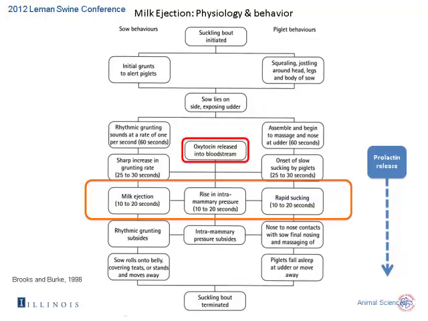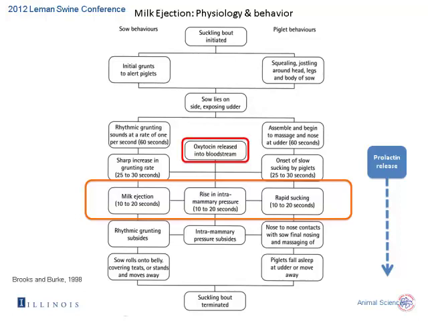After the milk ejection is over, then her grunting subsides. They continue nuzzling the gland. Again, all this is important for release of prolactin, which is somewhat independent of the oxytocin release. And then she does her thing. She rolls on her belly or stands up or whatever the case may be, and they go off and fall asleep. So that's your nursing bout.